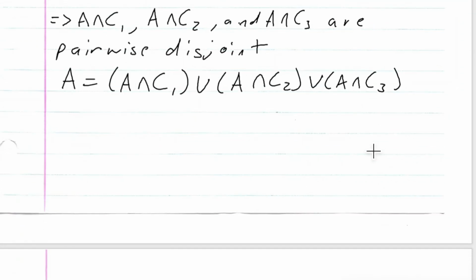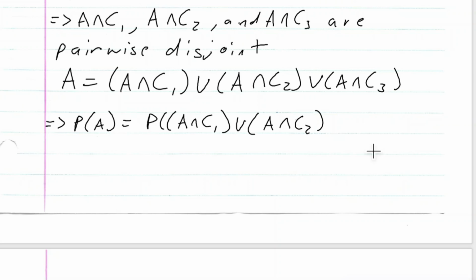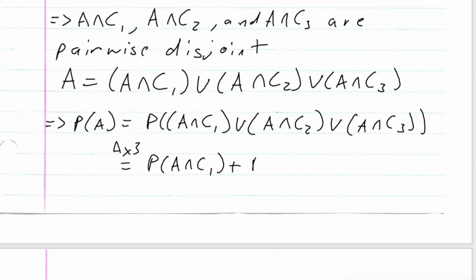So we can use our axiom 3. If A is equal to this, then this implies that the probability of A is equal to the probability of A intersection C sub 1 union A intersection C sub 2 union A intersection C sub 3. And now, since these are mutually exclusive, we know by axiom 3 that this is equal to the probability of A intersection C sub 1 plus the probability of A intersection C sub 2 plus the probability of A intersection C sub 3. And that is our proof.